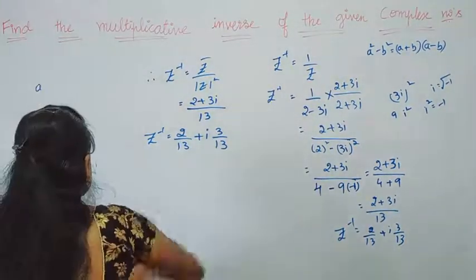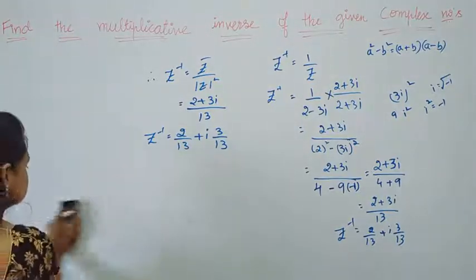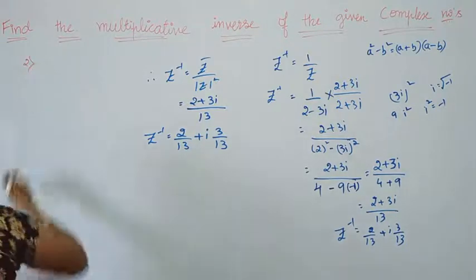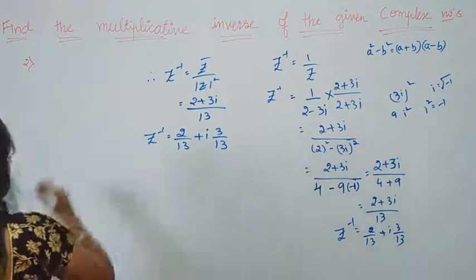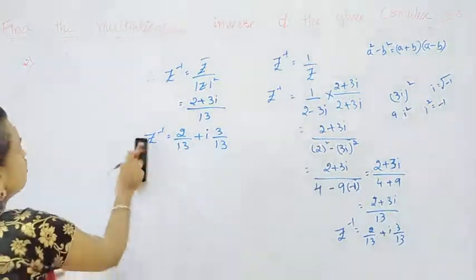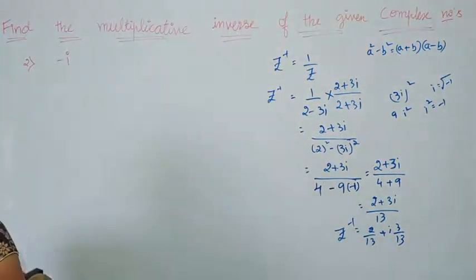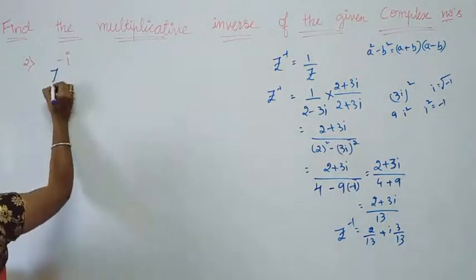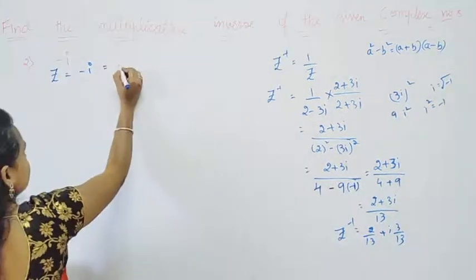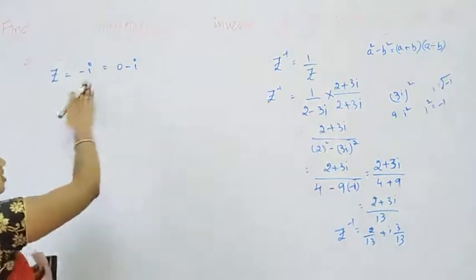So the second problem, second question. Find the multiplicative inverse of minus i. So Z is equal to what? Z is equal to minus i. Or you can write it like this: 0 minus i. Okay, because 0 minus i is nothing but minus i.